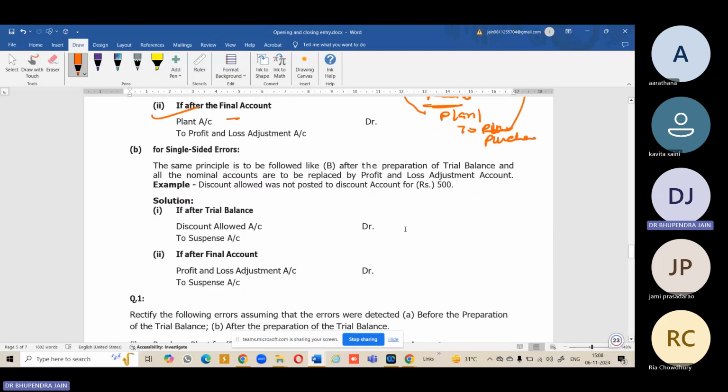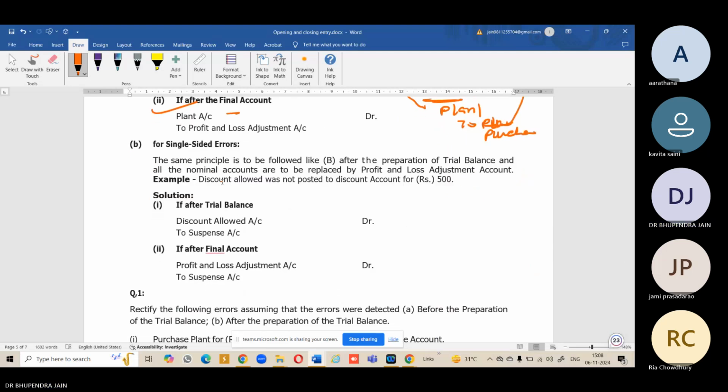Now, for the single side error, the same principle is to be followed like B, after preparation of trial balance. And the nominal accounts are to be replaced by the profit and loss account. For example, discount allowed not posted in the discount allowed account. If after preparation of trial balance, then we will transfer to the suspense account. The entry will be discount allowed account debit to suspense. But at the time of or after the preparation of financial account, then what will we do? Profit and loss adjustment account debit to suspense.